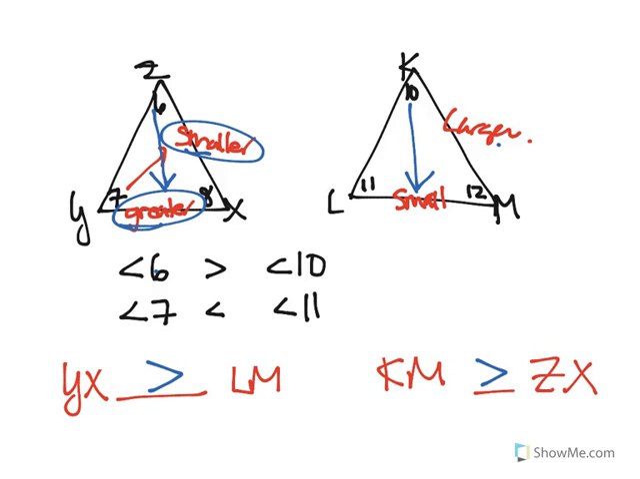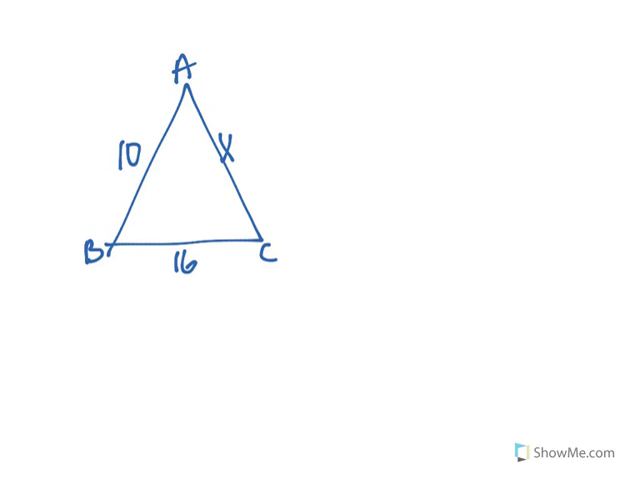Okay, let's try something else. I want you to write me an inequality that would show me what the range of values of x could be to make this triangle work. So I'm going to show you the long way, and then I'll show you the shortcut. Let me back up. We got 3 line segments. We've got AB, we've got AC, and we've got BC.